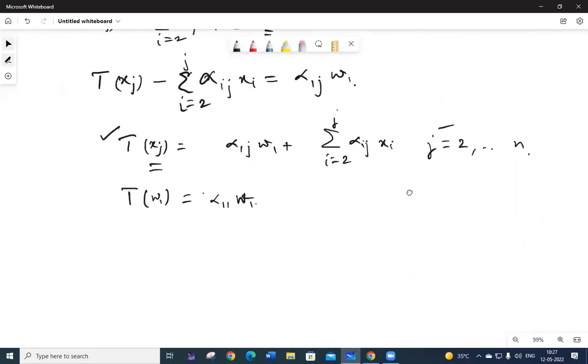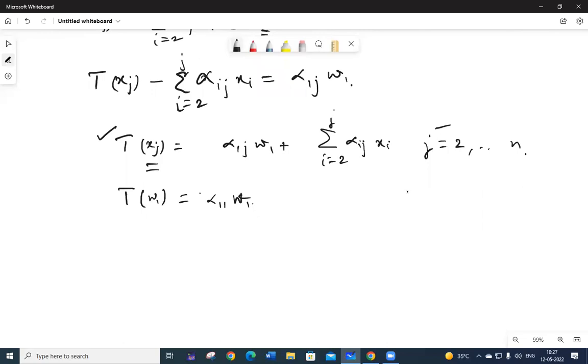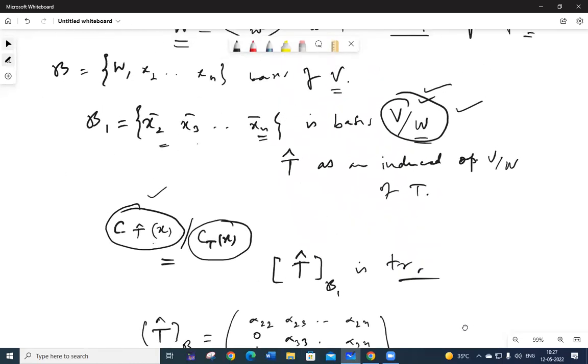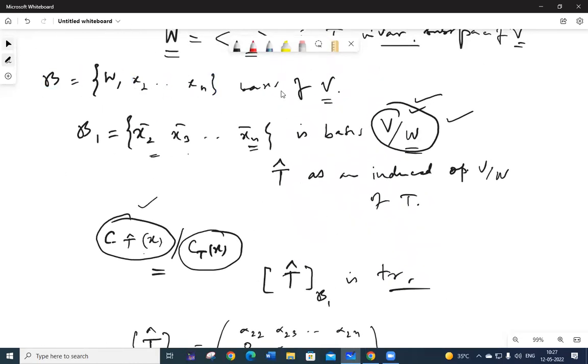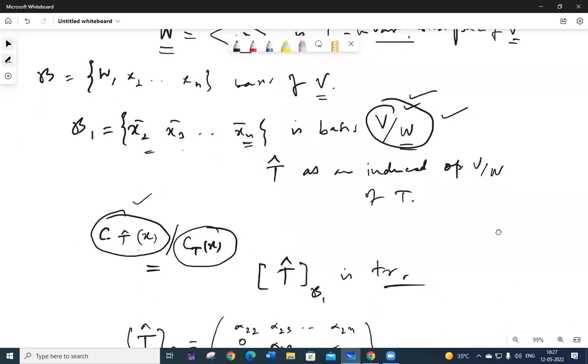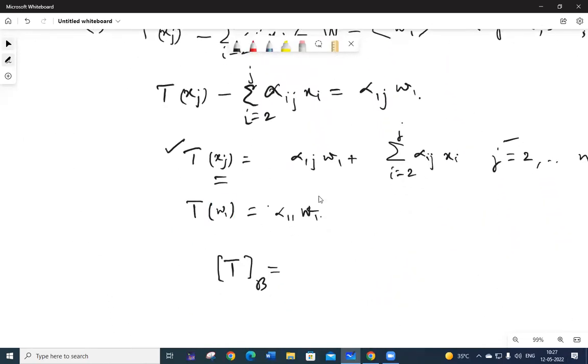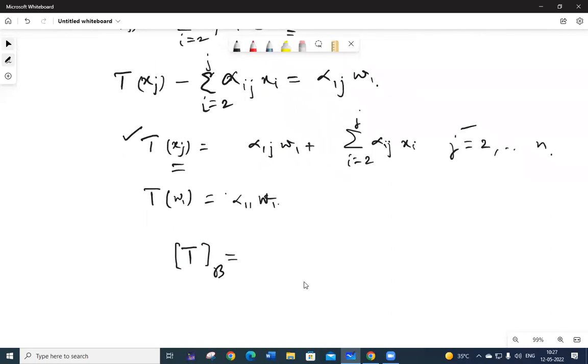And this definition is now immediately providing me the matrix of T with respect to basis B, where B was none other than this basis. If you look at that, this is the basis B: W1, x2, ..., xn. This is acting on the basis elements. Then what is the matrix of T with respect to this basis? Can you tell me?